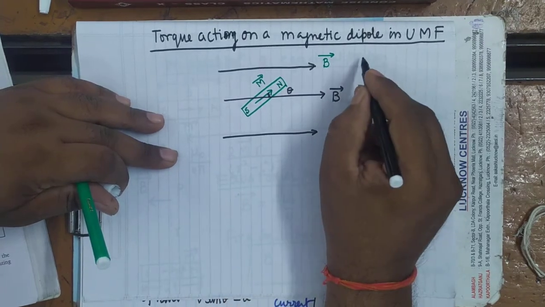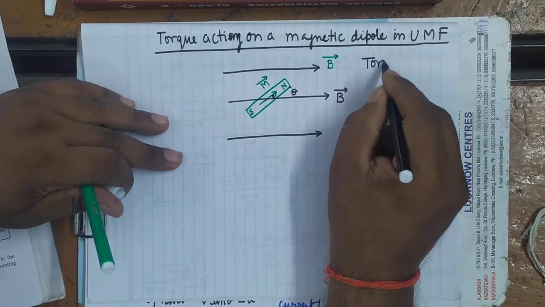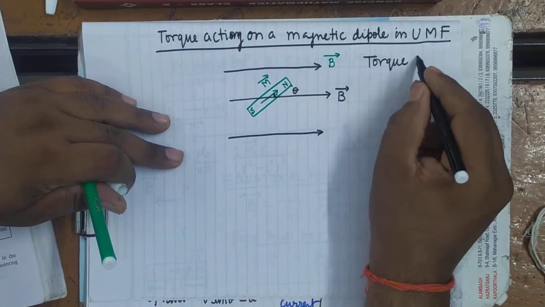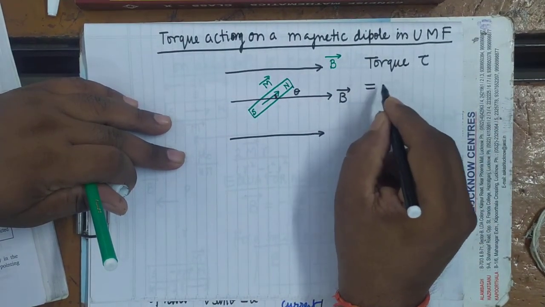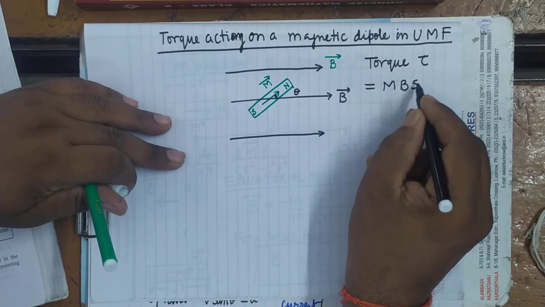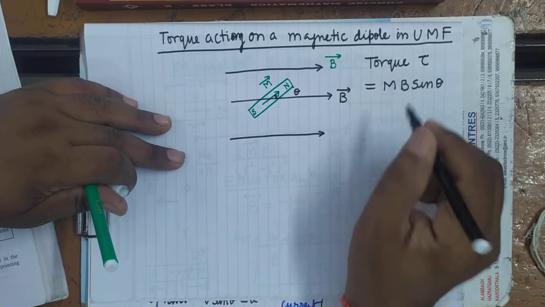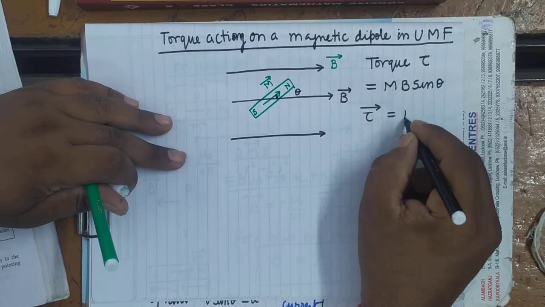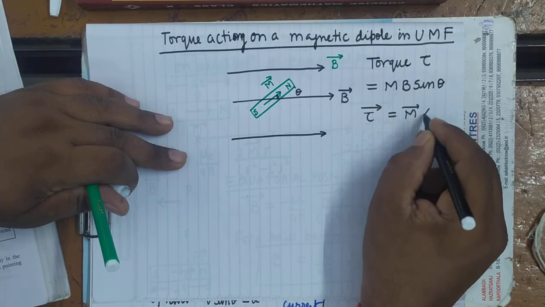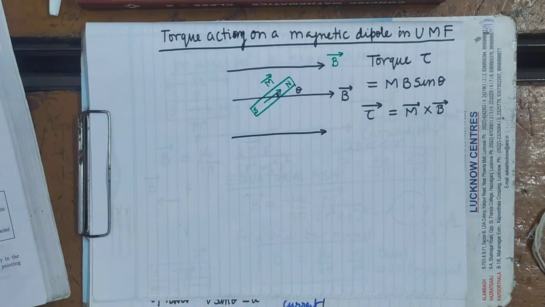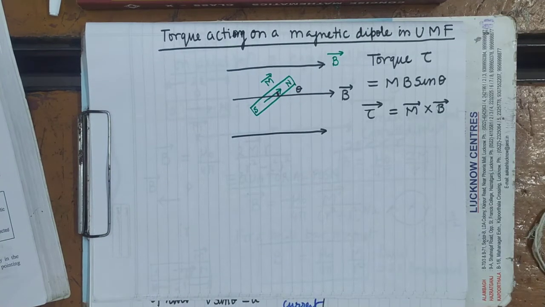So what will be the torque? As we have already deduced this formula, torque tau equals mB sine theta. Or in vector form, vector tau equals vector m cross vector B. This will be the torque acting on the magnetic dipole placed in a uniform magnetic field.